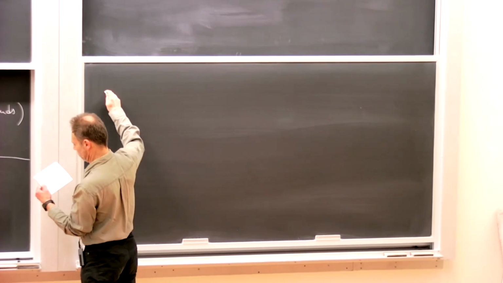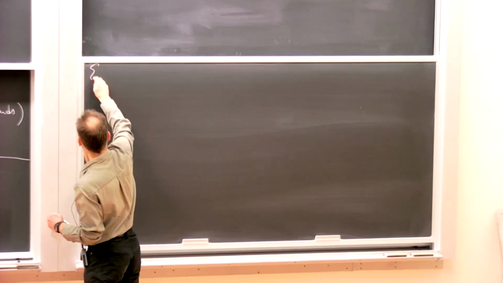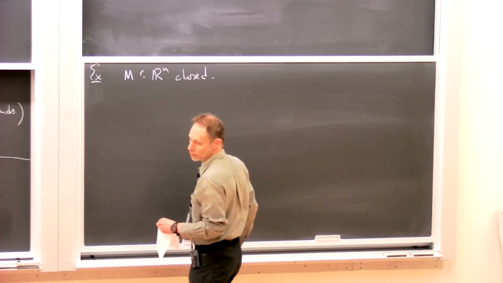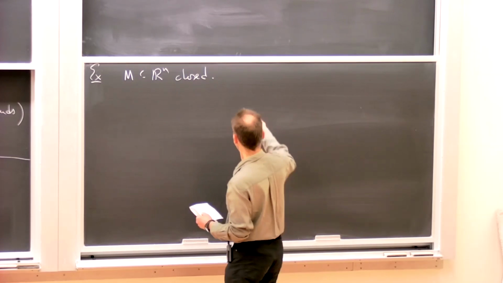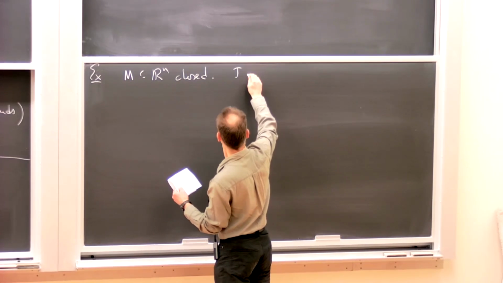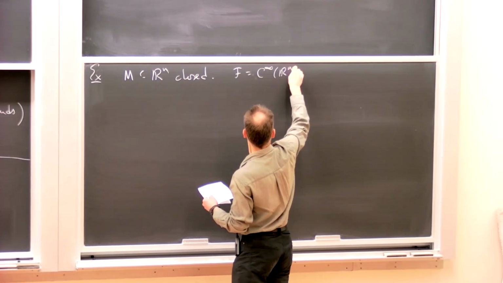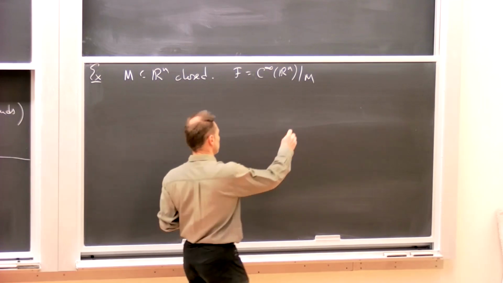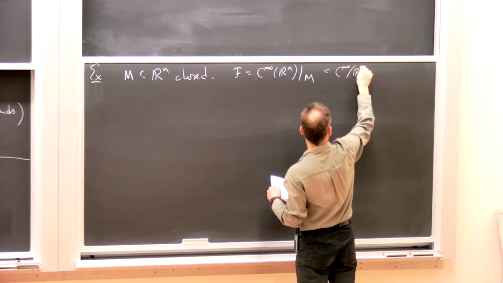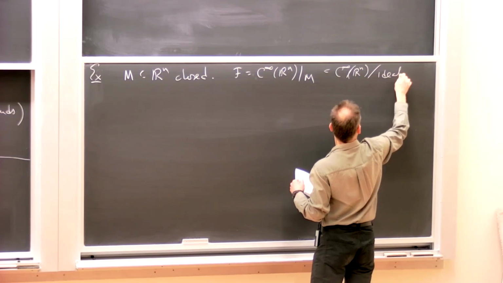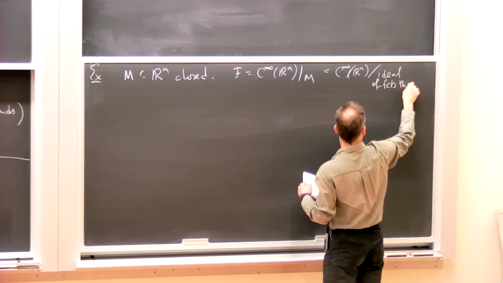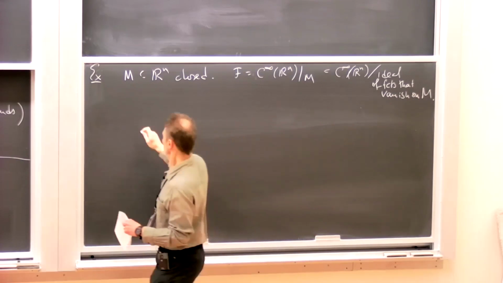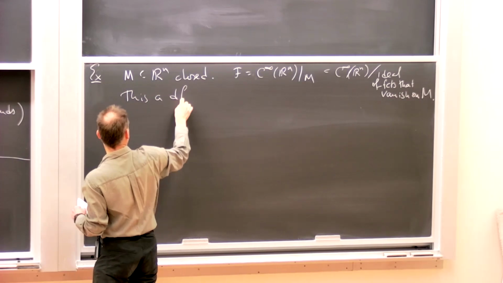Here's another example. Let's take M in Rn closed. Let's take F to be smooth functions on Rn restricted to M. So this is really C infinity of Rn mod the ideal of functions that vanish on M. This is a differential space.